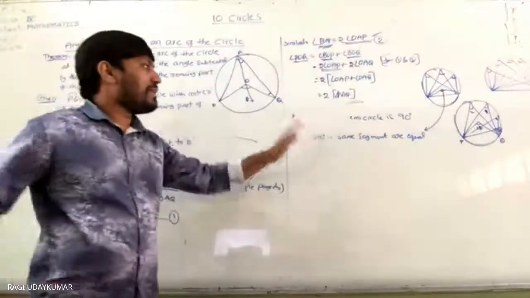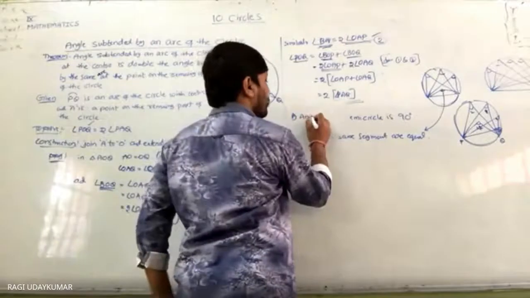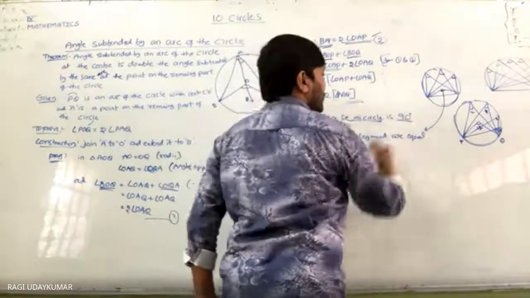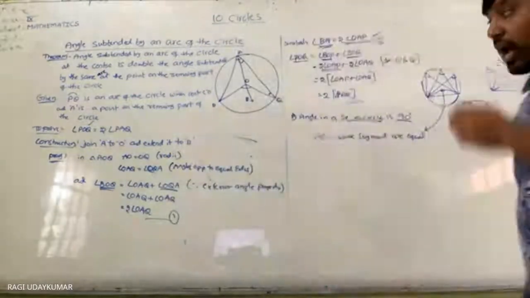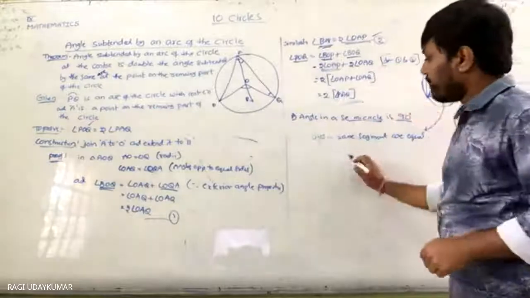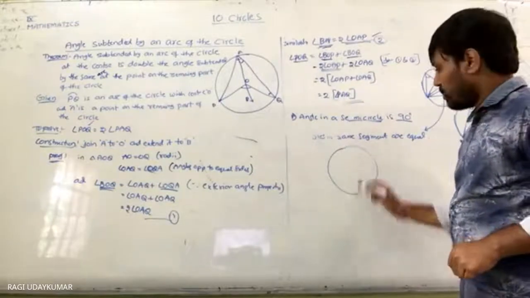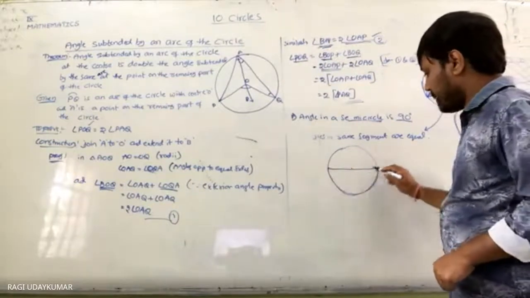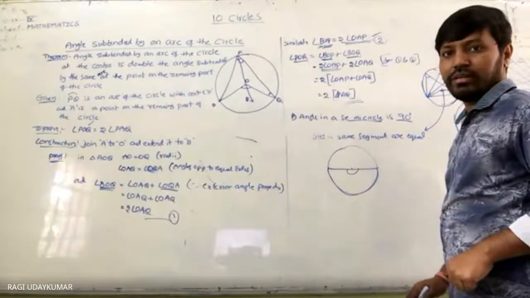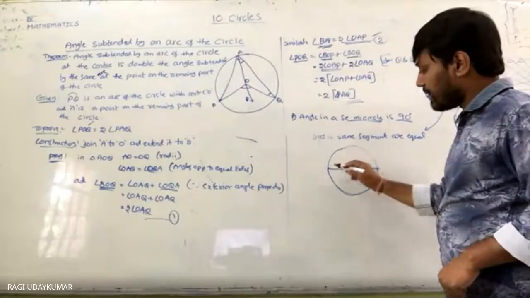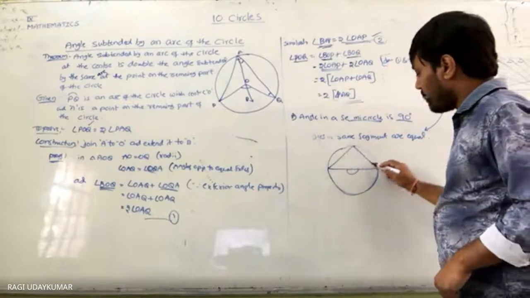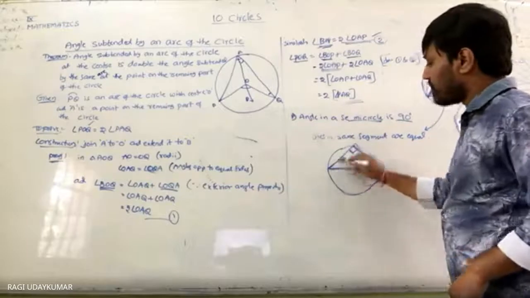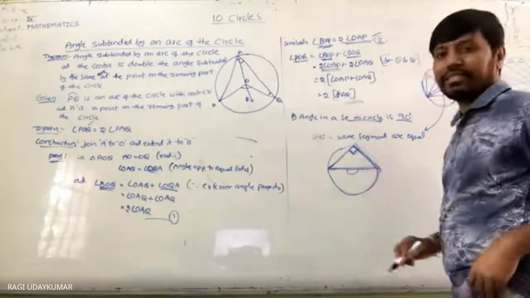See here, the result is angle in a semicircle is 90 degrees. Semicircle में angle 90 degrees होता है. How do you say it from this result only? You take the one circle here into consideration. If you take into consideration the angle made by this arc at the center is 180, then the angle made by this arc at any point, not only here, is called angle in a semicircle. इसको angle in a semicircle बोलते हैं. So this angle in a semicircle is 90 degrees.